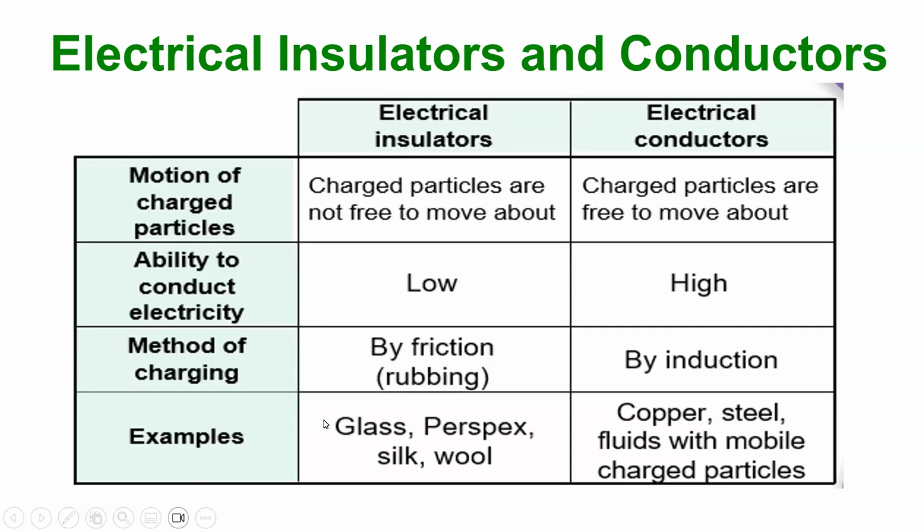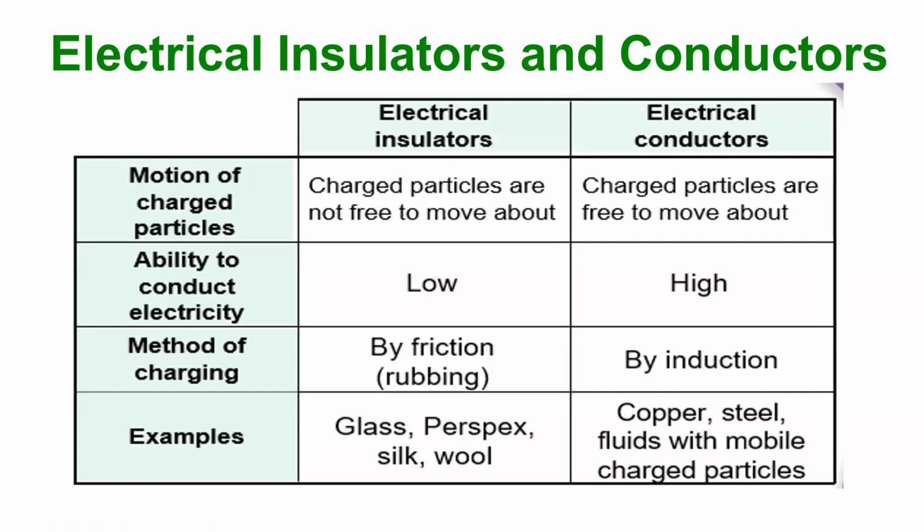So we say that it doesn't have much ability to conduct electricity. Examples are glass, wood, silk, perspex. Perspex is a type of plastic. The way of getting an insulator to be charged is by friction. Just by simply rubbing against each other, you can get it charged. But for conductors, on the other hand, you also have charged particles, but these charged particles can flow easily into and out of the material. That's why they have a high ability to conduct electricity.